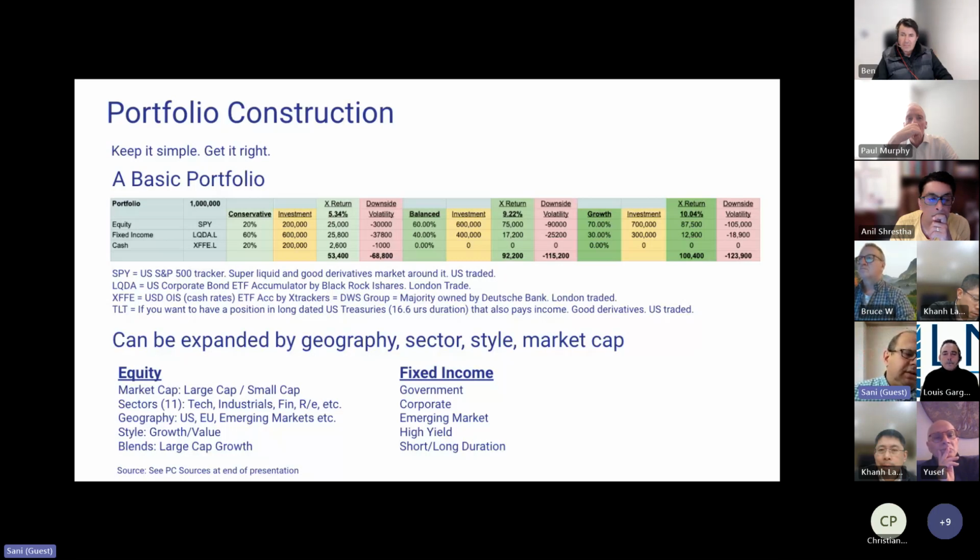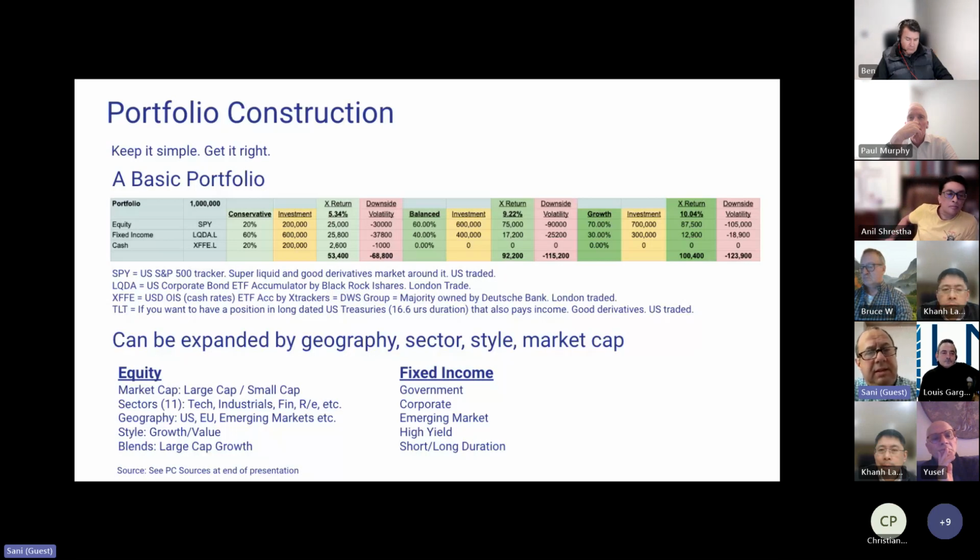And then cash, I use another ETF, which is an X tracker. It's by a group named DWS. They happen to be majority owned by Deutsche Bank, and it's kind of like a money market ETF. I did some due diligence on it. I liked the returns. I liked what was underneath and the cost, and so that's my cash proxy. But that's also an accumulator because I don't want to touch the income and pay tax on it.